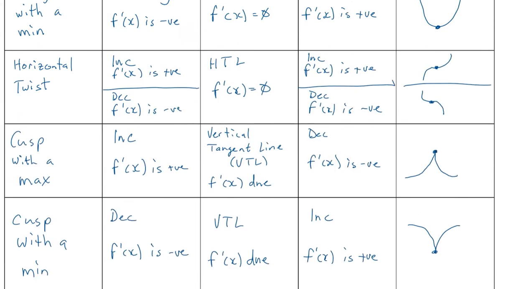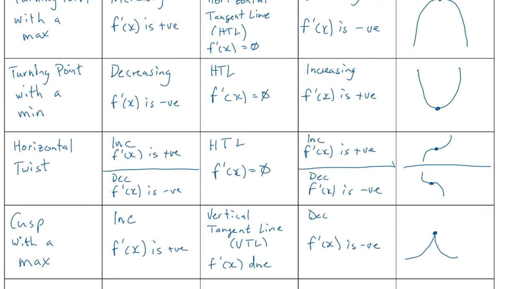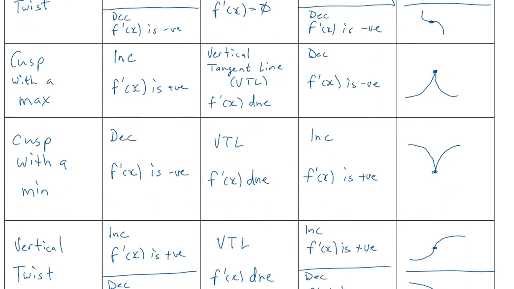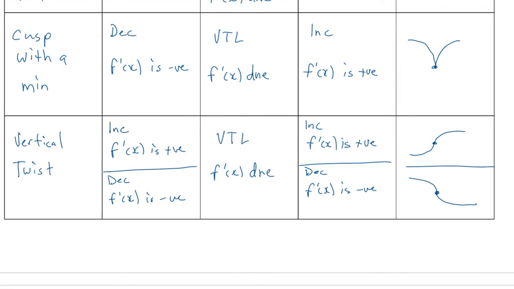And we'll call the other one a horizontal twist, because it's a horizontal tangent line, and then this final one here is a vertical tangent line. So there's your 6 classifications that we're going to cover for now. There are other things that can happen, but we're not going to worry about those right now.